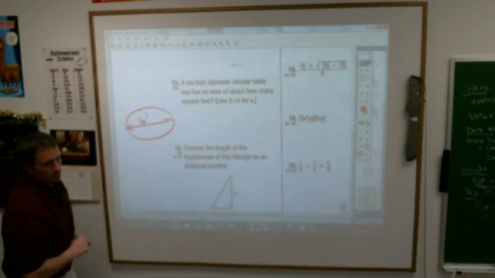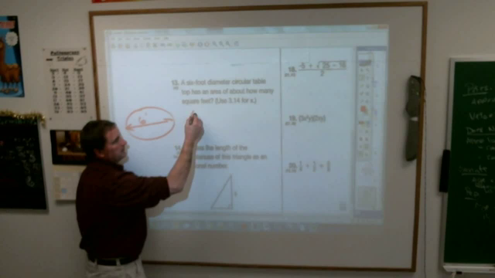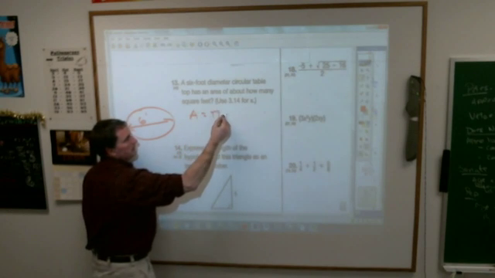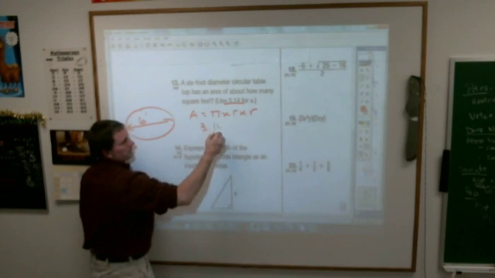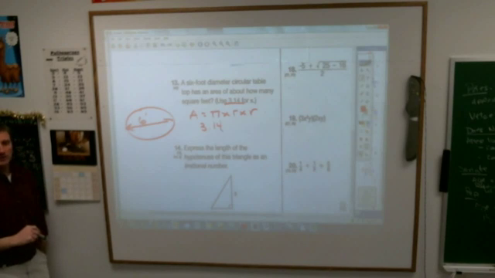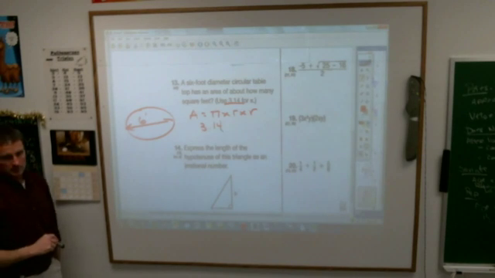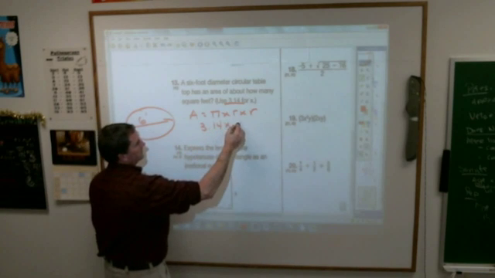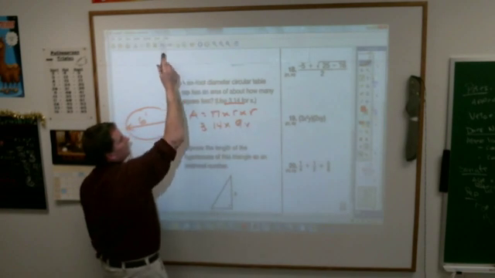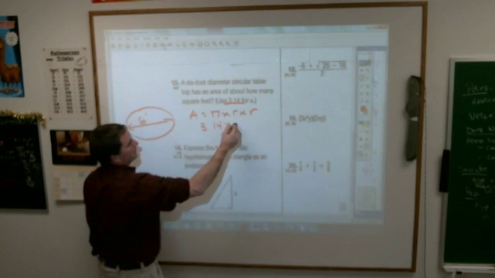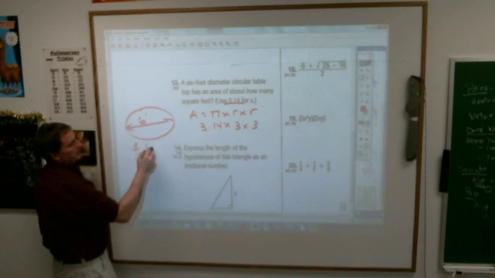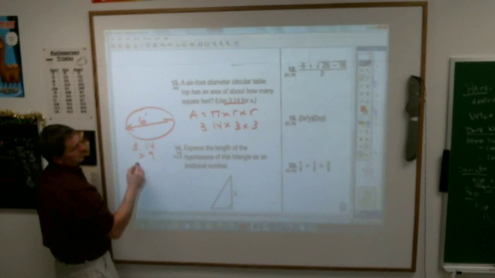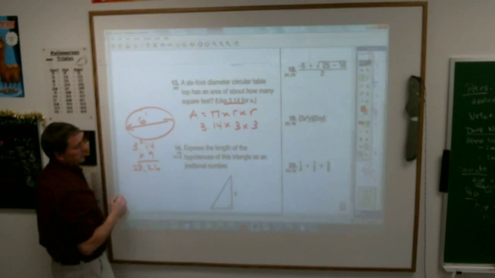It has an area, and you wrote down the formula for the area of a circle, which is pi times radius times radius, and they told you what they wanted pi to be, which is 3.14. What's the radius? 9 or 3? Right. 3 times 3 is 9, so you should have gotten 3.14 times 9, which is 28.26.